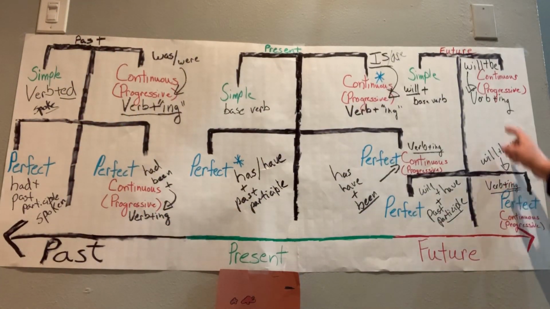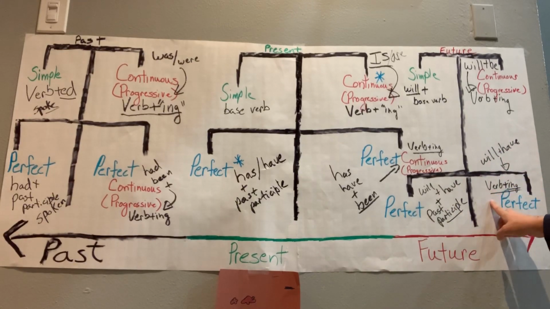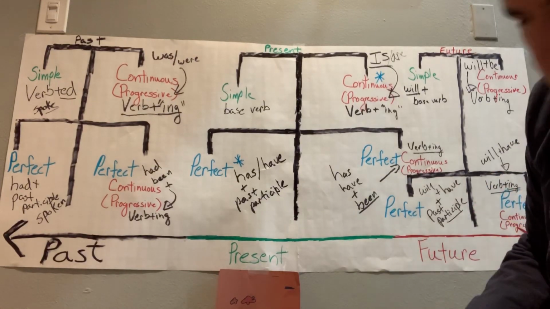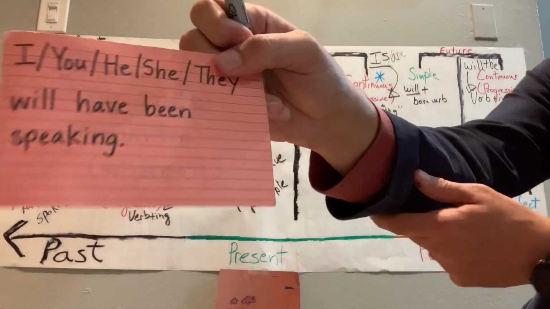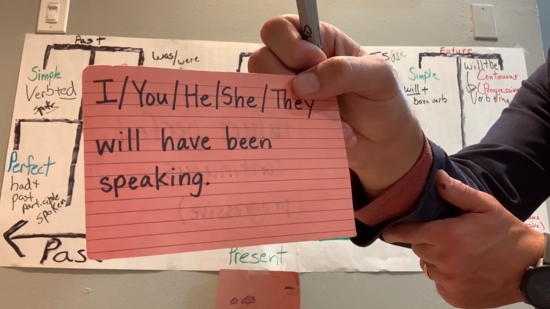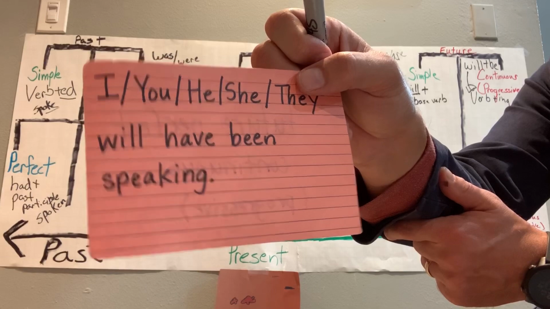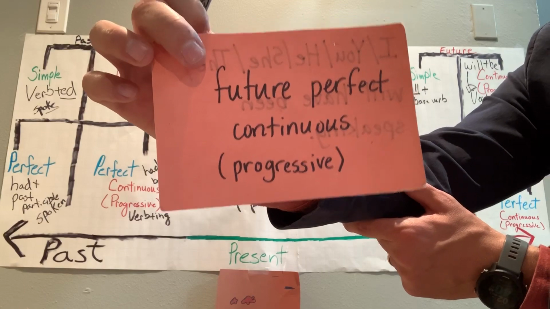And then our last one, our future perfect continuous, not only do we have to have will and have, but we have to have our be form of the verb. So you need to add that. They will have been. And then our continuous tense, our verb plus ing. So they will have been speaking tomorrow. He will have been speaking. They will have. She will have. So for our future perfect continuous tense.